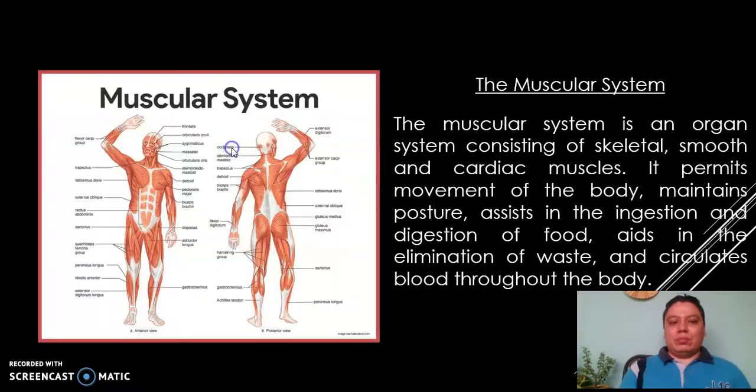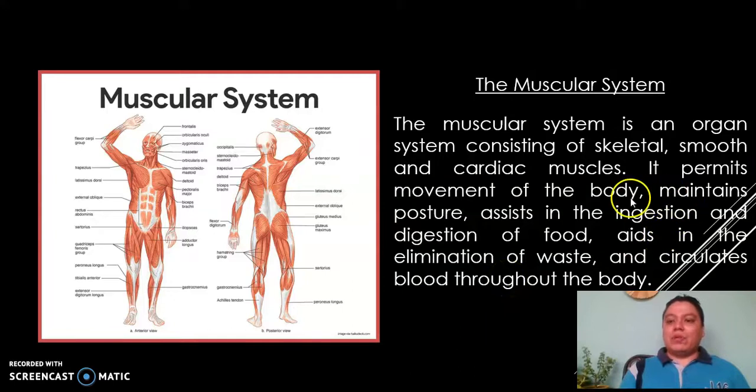So, the muscular system is an organ system consisting of skeletal, smooth, and cardiac muscles. So that's the first thing you need to think of. The muscular system in its entirety is made of three types of muscles: skeletal, smooth, and cardiac. It permits movement of the body, maintains posture, assists in ingestion and digestion, aids in the elimination of waste, and circulates blood through the body.